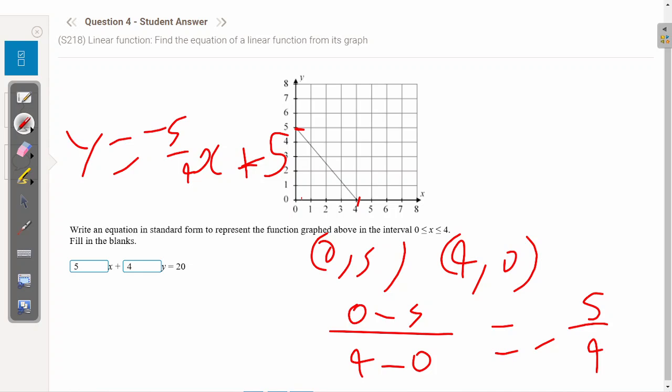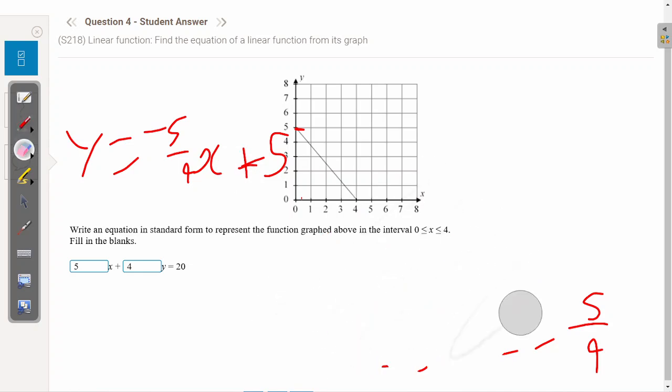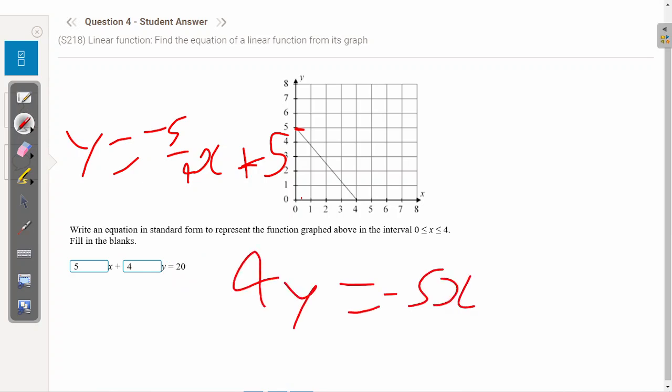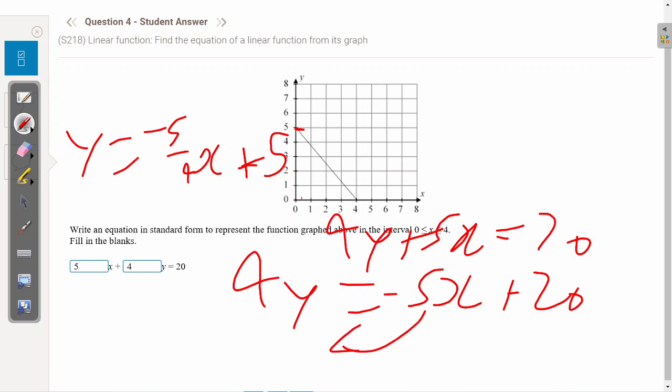Just negative 5 over 4x plus 5. What do you multiply 5 with to get 20? 4, right? They have 20 here, you want to get 20, so you multiply the whole thing by 4. 4y equals negative 5x plus 20. You want 20 by itself, so you move the x. 4y plus 5x equals 20.